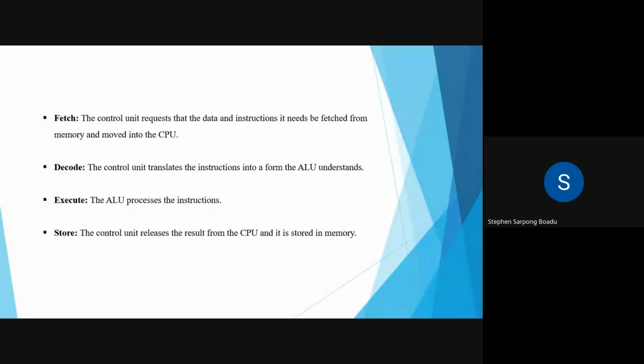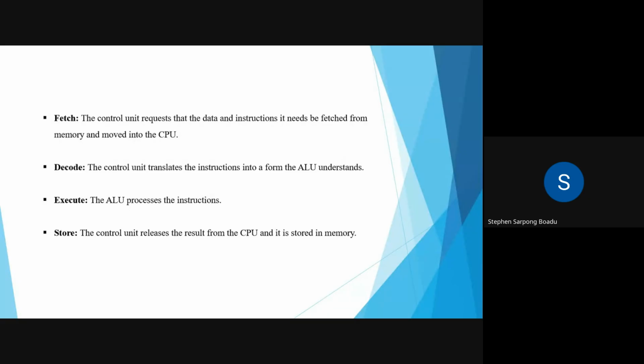So maybe it will make it like "add these numbers together", because the CPU understands that this is numbers, so it knows what to do with it. But "add total sales from today", it doesn't understand. So it decodes it and gets to understand that, oh, it means I should add these numbers, right? So after decoding it, it has now understood what it is supposed to do. It goes on to execute it, right?